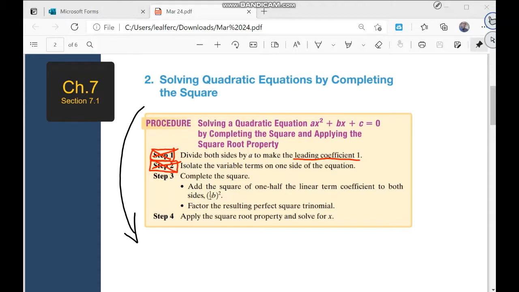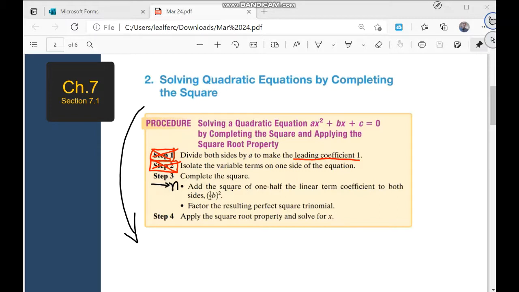We start from step 3, complete the square. So this is going to be our first step. Add the square of 1/2 the linear term. That means add the square, the value of n that we found yesterday. And after that, factor the resulting perfect square trinomial. And step number 3, apply the square root property and solve for x. Those are the steps we will apply to solve the quiz today.